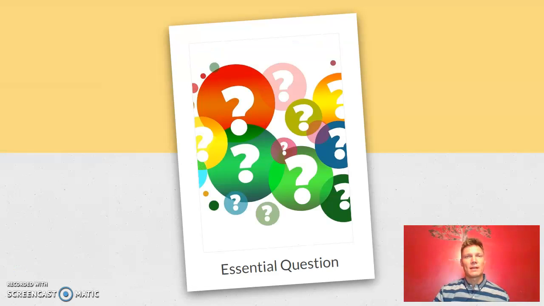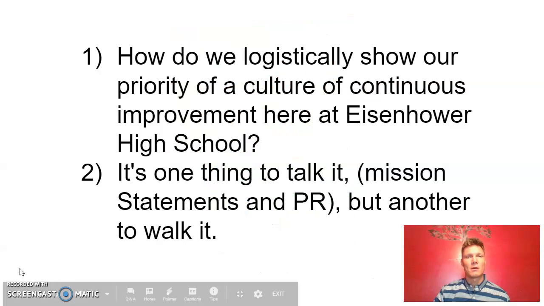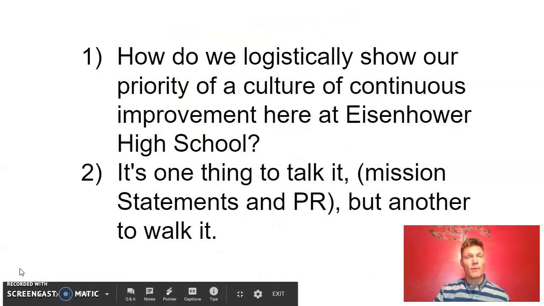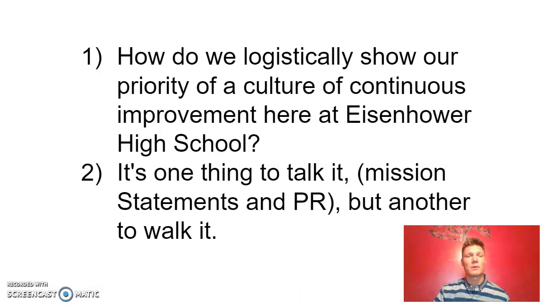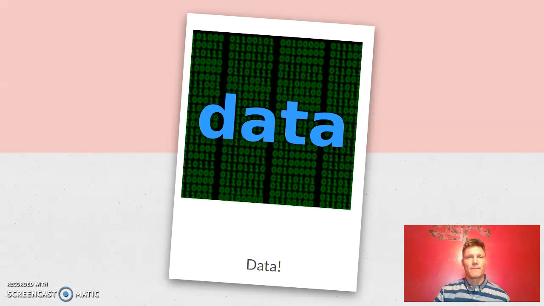The first thing that was asked is answering the essential question. How do we logistically show our priority of a culture of continuous improvement here at Eisenhower High School? It's one thing to talk it, with mission statements and PR, but another to walk it. So what does that look like, and how do we do it?